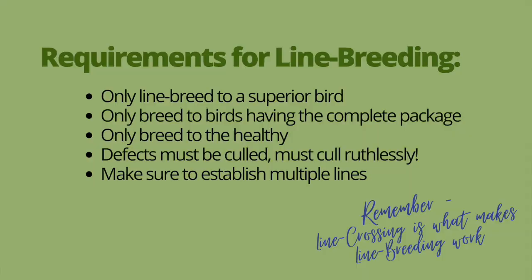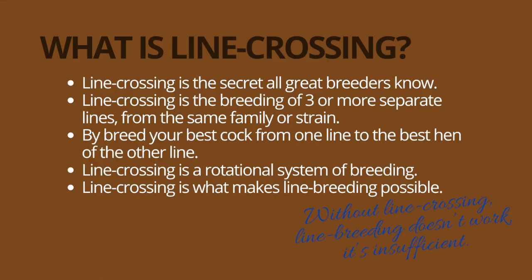Okay, so the requirements for line breeding: only line breed to a superior bird, only breed birds having the complete package. They have to be good because we're cloning them. Okay, and you got to cull ruthlessly whatever offspring are not showing proper traits. You got to only breed to the better ones, the more superior birds. Okay, so let's get into line crossing.